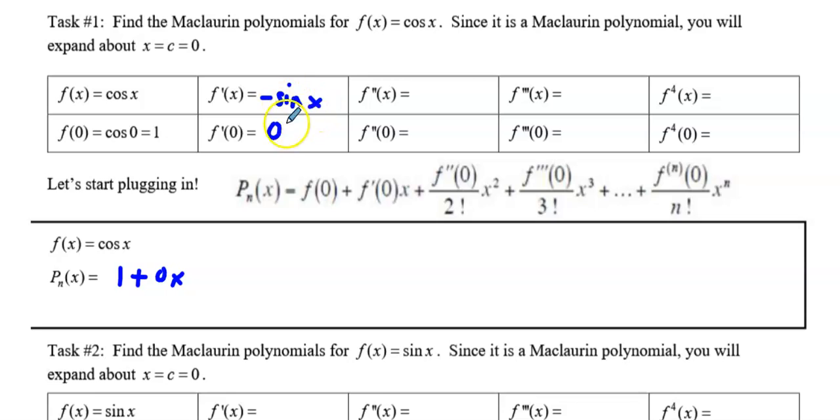Now we want to take the second derivative. So we want to take the derivative of our derivative. So we want to take the derivative of negative sine, which is going to give us negative cosine of x. And then we want to plug in our 0 into our second derivative, and that's going to give us negative cosine of 0, which is negative 1. So we're going to do negative 1 now.